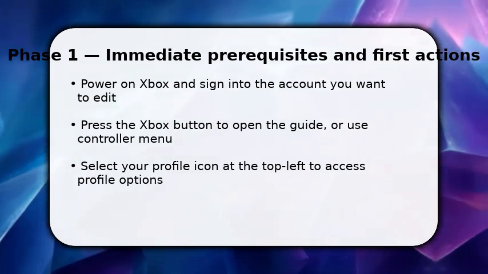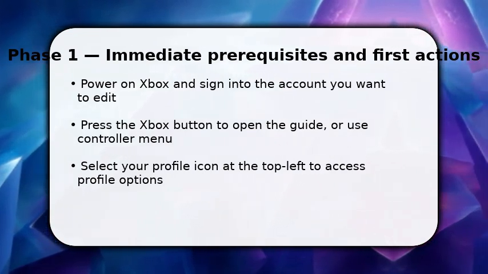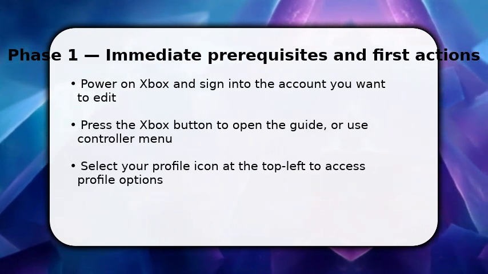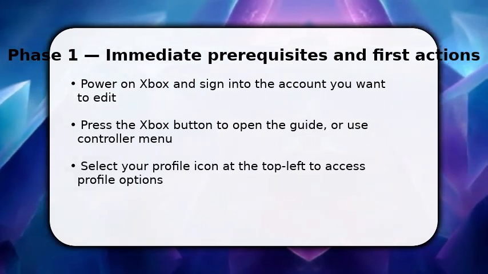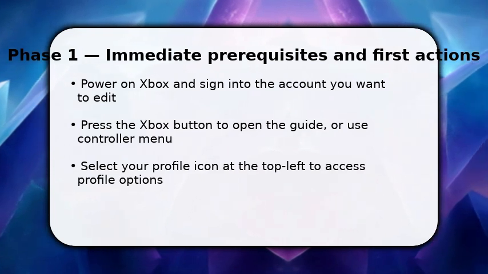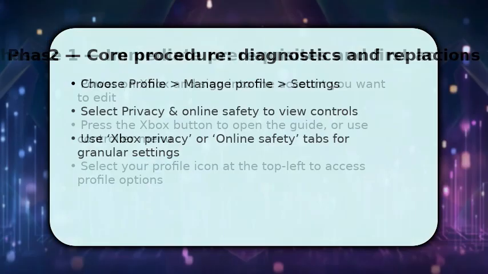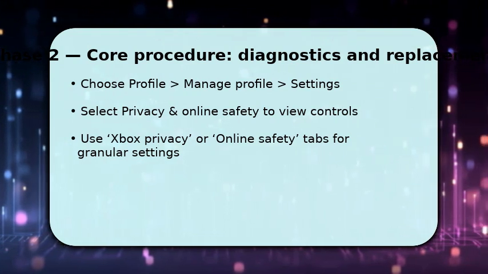Once the guide appears, move to the top left and select your profile icon to open profile options. Make sure you choose the correct account, especially if multiple users are signed in. This initial step takes you straight to the menu where privacy and online safety controls are grouped, so you don't waste time searching. From your profile, go to Manage Profile, then open Settings to get into Account Controls.